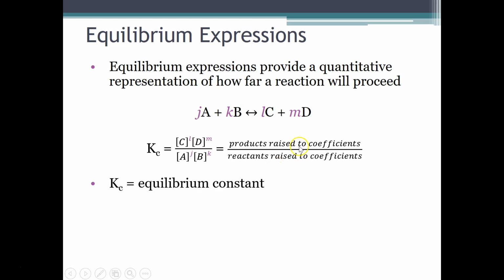Now K sub C is what we use to denote the equilibrium constant. This K value is specifically for concentration. That's what that subscript C means. There are all sorts of other K expressions that we'll examine later.